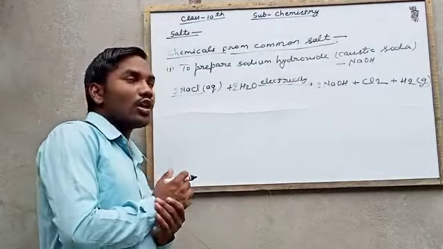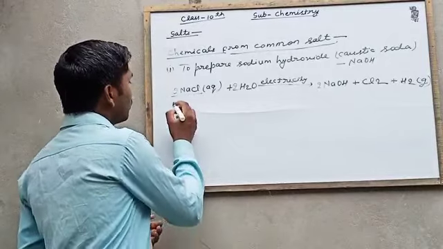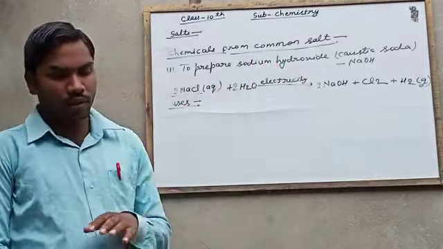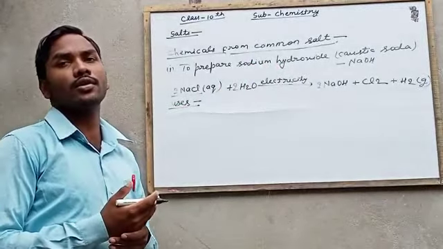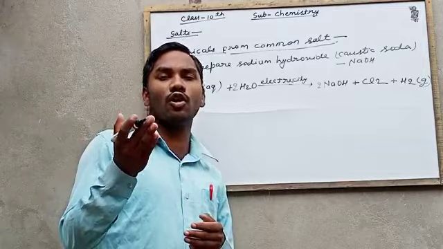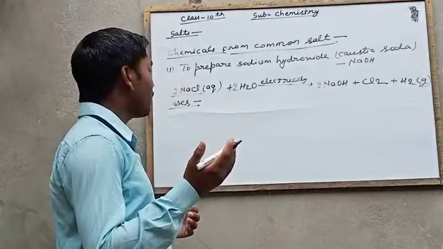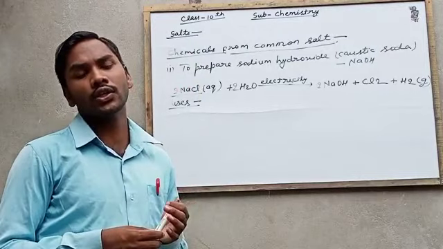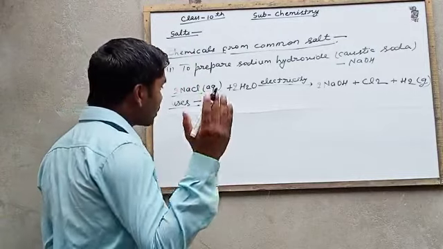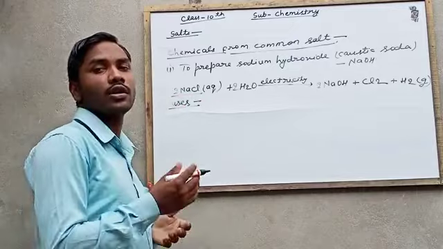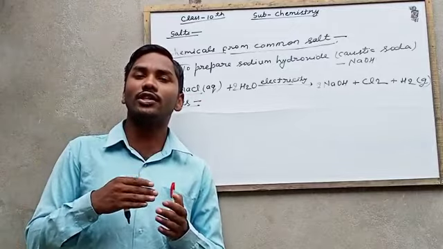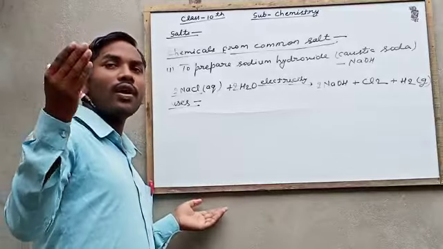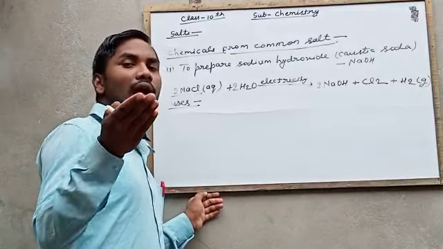Uses of caustic soda or sodium hydroxide. It is used in the manufacturing of soaps, detergents, paper, rayon, etc. In cotton industry, to make unshrinkable fibers. The fiber which do not shrink is unshrinkable. In the refining of petroleum and vegetable oils.